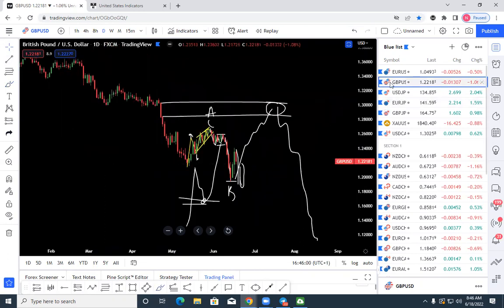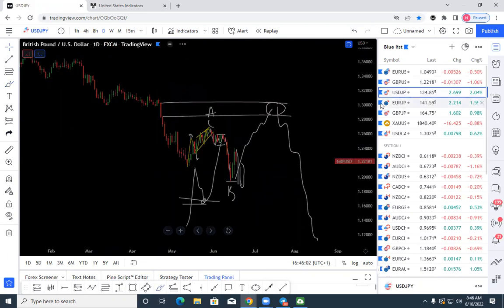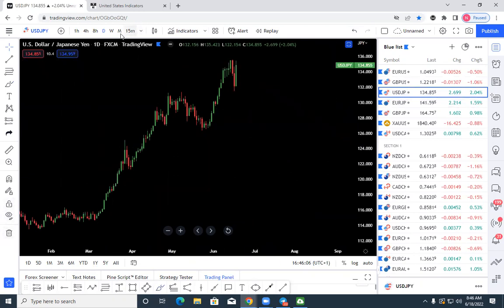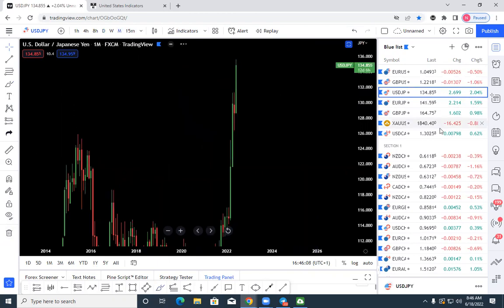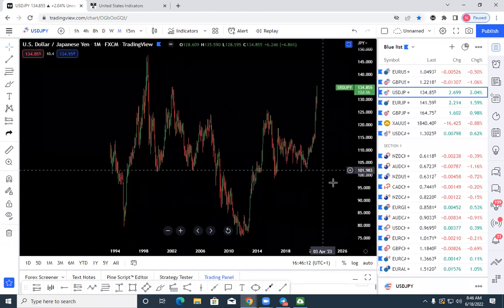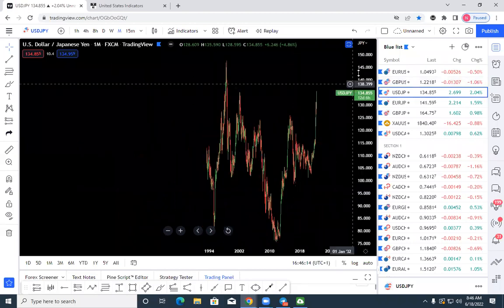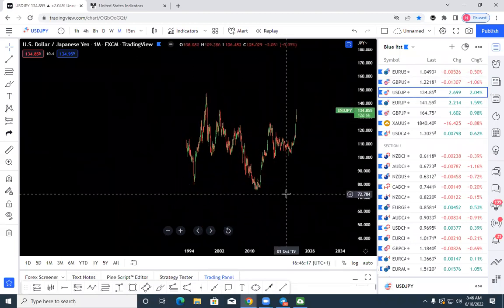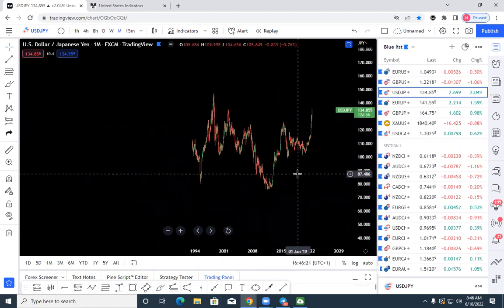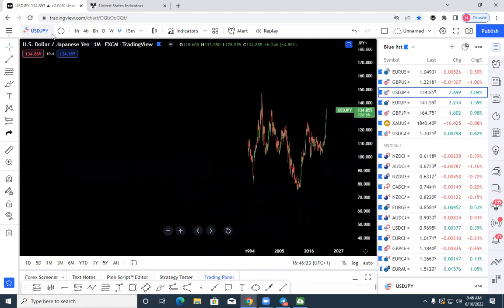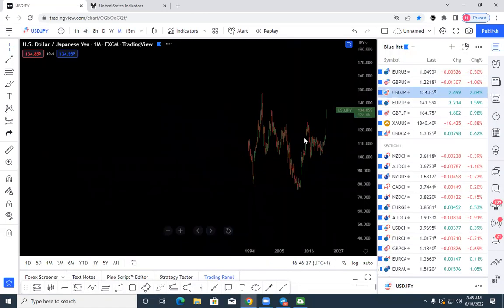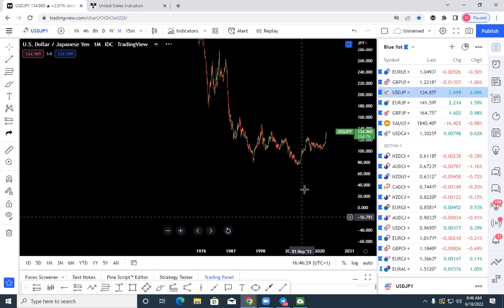So we'll go to USD JPY, guys. Monthly. You see, if you don't look at the monthly, guys, you will be tempted to be looking for a sell opportunity on USD JPY. Let's go and check this particular one that gives us much data.